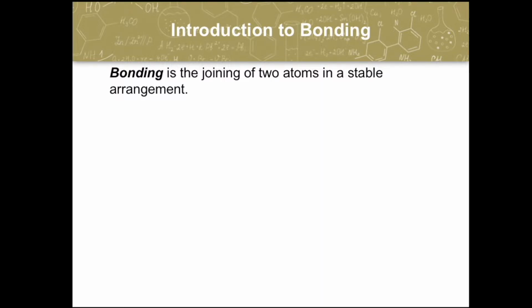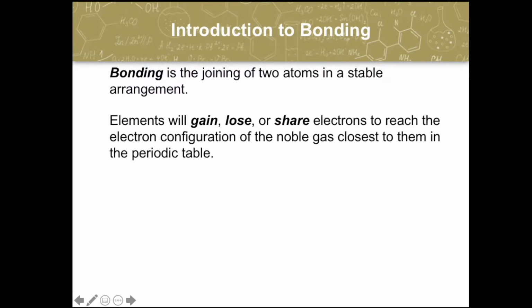So bonding is the joining of two atoms in a stable arrangement. Remember in General Chemistry 1, it was discussed that elements will gain, lose, or share electrons to reach the electron configuration of the noble gas closest to them in the periodic table. So this is in accordance with the octet rule that for an element to become stable, it must have 8 electrons in its outermost shell.